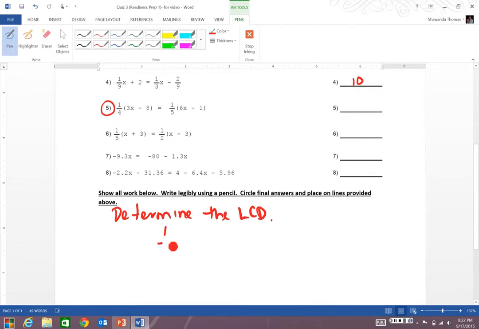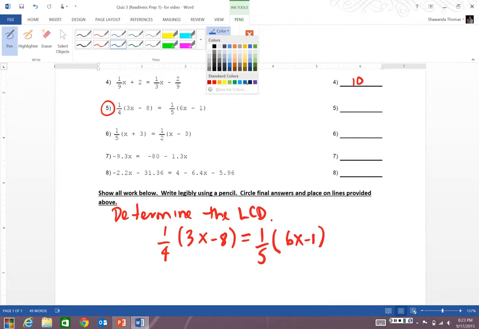So let me first write down the original problem. And now we're going to multiply both sides by the LCD, which is 20.